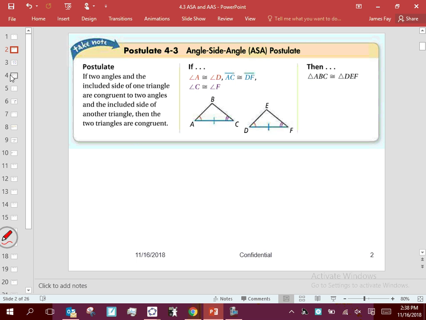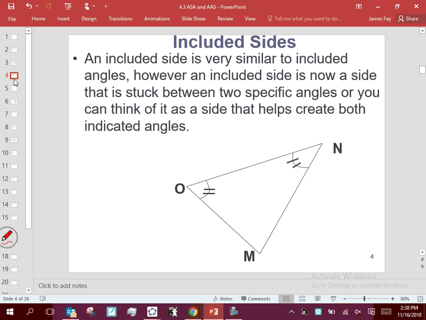When we talk about an included side, I'm going to jump to slide four real quick to get this definition. It's the same way we talk about included angles. We've already seen that before. Included angles are the angle that's created by two sides. Here, we're going to reverse it a little bit and say it's the side created by two angles.